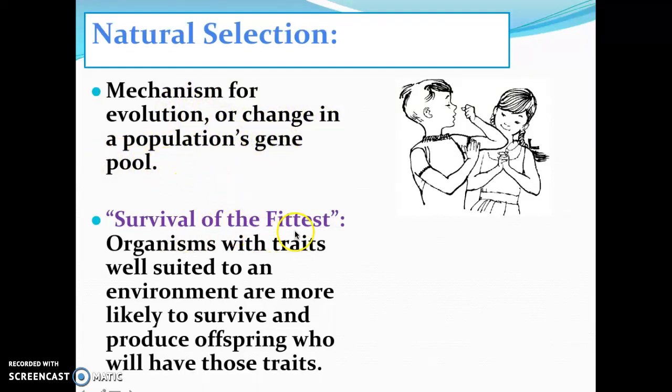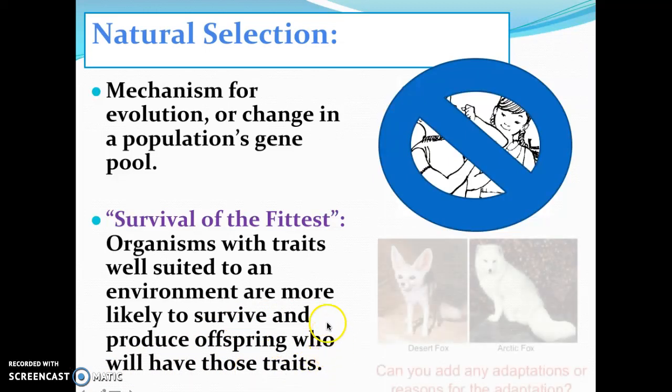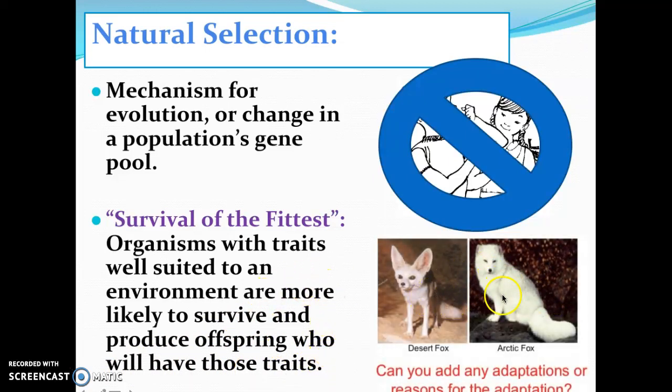So a lot of the times we tend to think about evolution, or natural selection, excuse me, as survival of the fittest. Now, don't confuse survival of the fittest with those who are stronger will be able to survive and thus reproduce. Okay, that's not exactly what natural selection is all about, but rather survival of the fittest means those organisms with traits that are well suited to an environment are more likely to survive and produce offspring who will have those traits. So, for example, these are two different animals here.